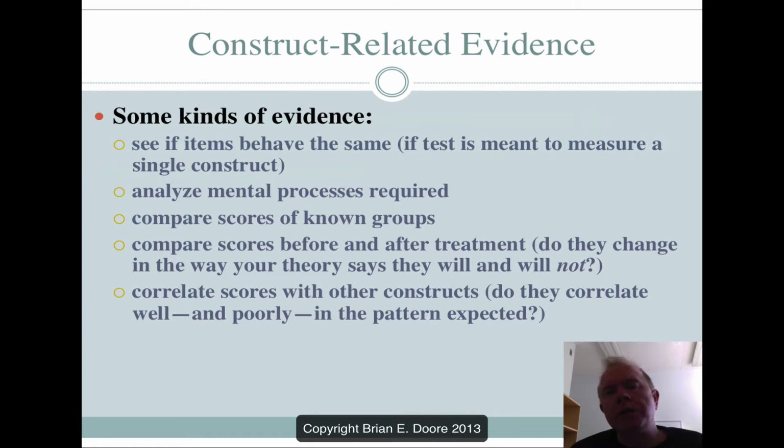We can also compare the scores before and after a treatment. So if we think that we're going to really have a positive effect on children's writing ability, then we can test the scores for writing beforehand and then afterwards. But of course, that's all subject to how good is our assessment in actually measuring writing ability. And so finally, we can correlate scores with other constructs. And do they do well or do they do poorly?